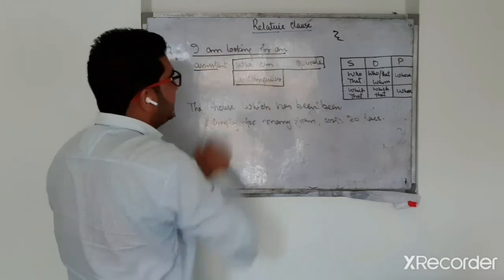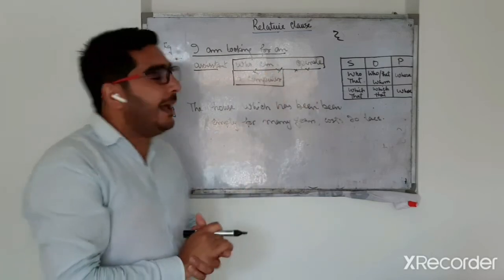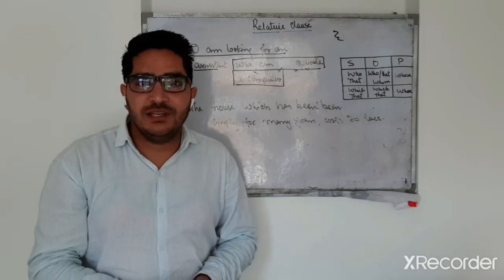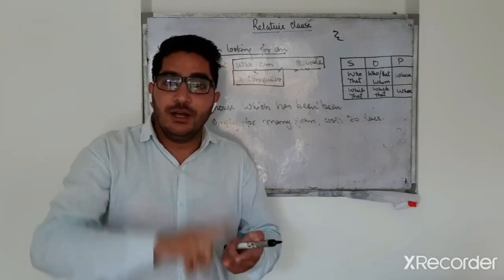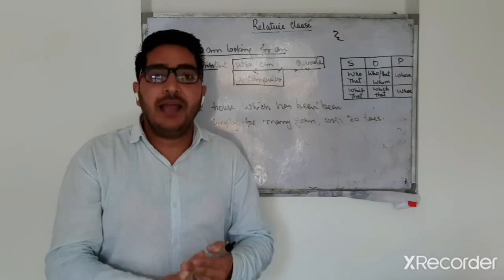If we remove this part, it will become, I'm looking for an assistant. But we never know what kind of assistant. So this is what is known as an essential clause, what is known as a defining relative clause.